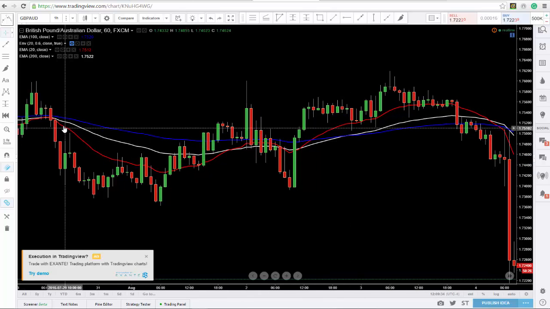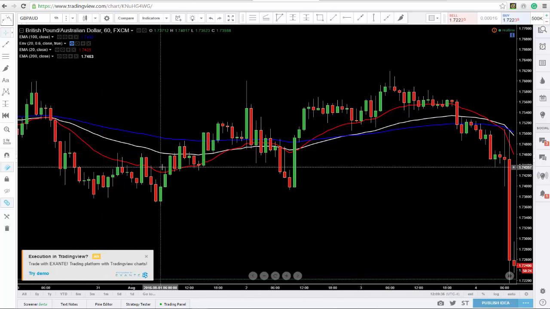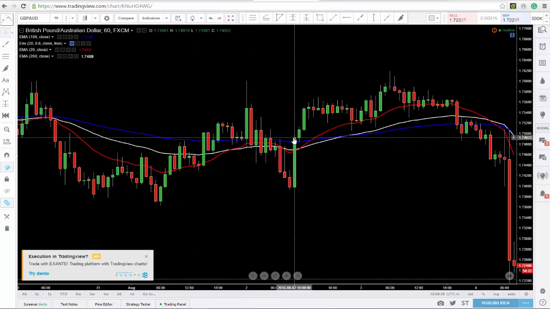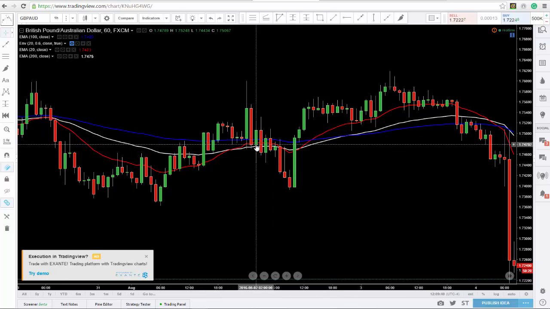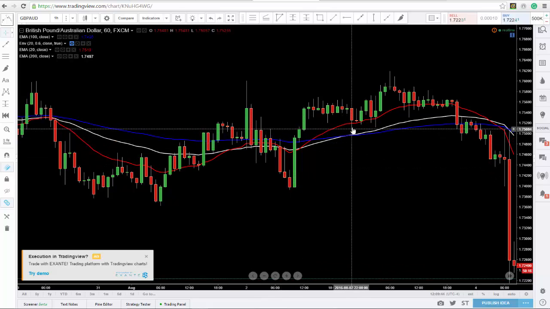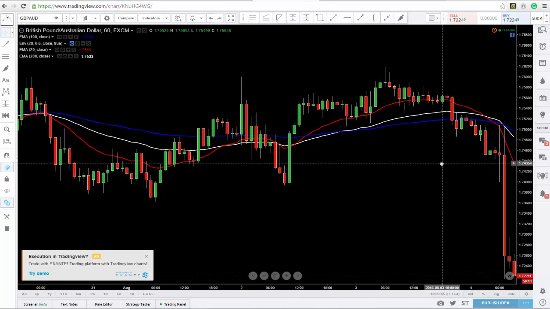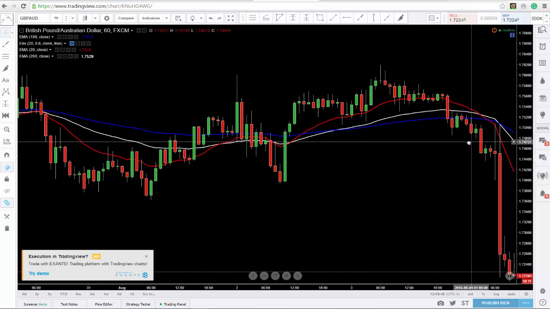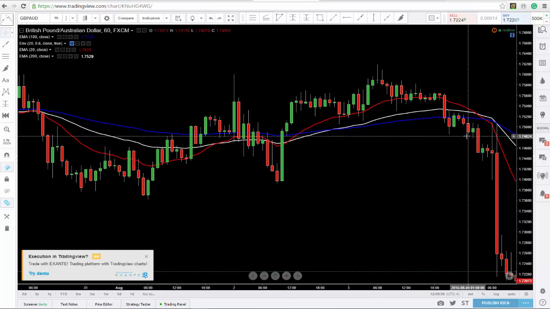So now you have a non-subjective rule for downtrending markets, a non-subjective rule for consolidation when the 20 is in between the 50 and the 100, and a non-subjective rule for an uptrend. Based around that, you can create an entire trend continuation strategy.